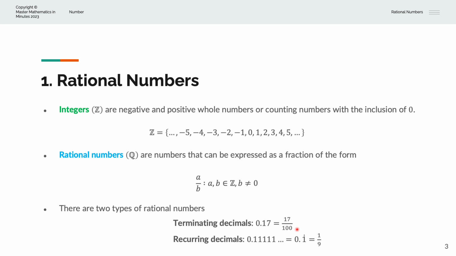Secondly, we have the recurring decimals. We have 0.11111 recurring, and that can be rewritten as 0.1 with the dot on the number 1 to represent the recurring nature of that digit. And that is equal to 1 over 9. So 1 and 9 are both integers, and so this is a rational number.